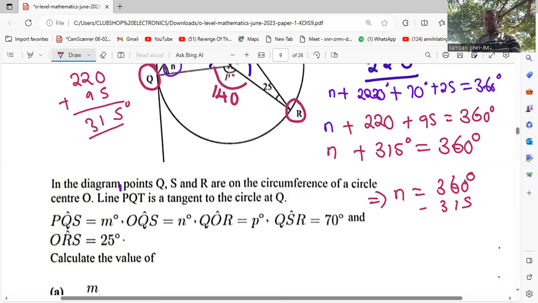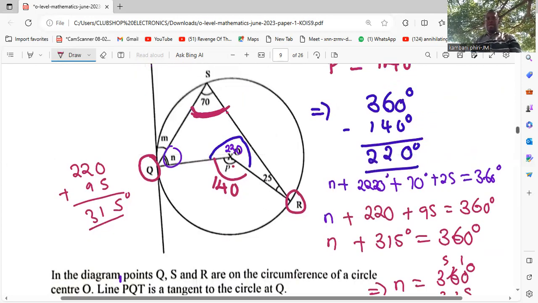So when you subtract, we get 45 degrees. That means our N is equal to 45 degrees. Okay, so we have got P and N. How about the other variable now, which is M?